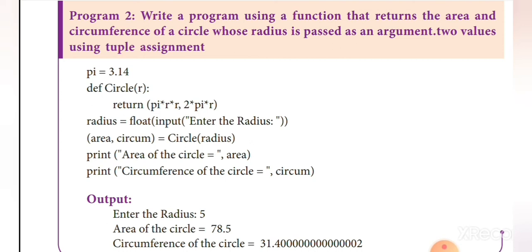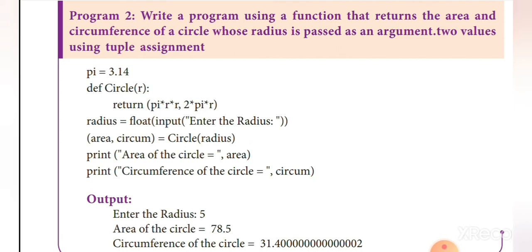Okay, and then the next statement, print "area of the circle is equal to" in double quotes. That message is printed on the monitor, comma area. Here area is the variable name. It is used to show the value stored in this variable. What is the value stored? 78.5. That is displayed on the monitor. Then circumference of the circle is equal to circum. What is the value stored in circum? 31.40000002. That will be displayed by this statement. Okay, now is it clear, ma?